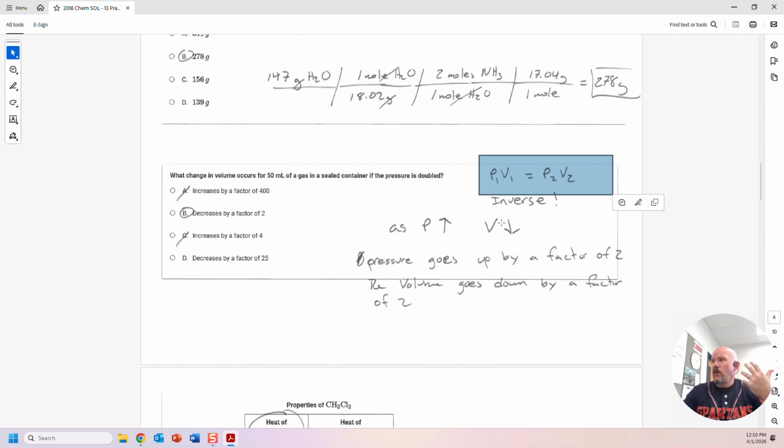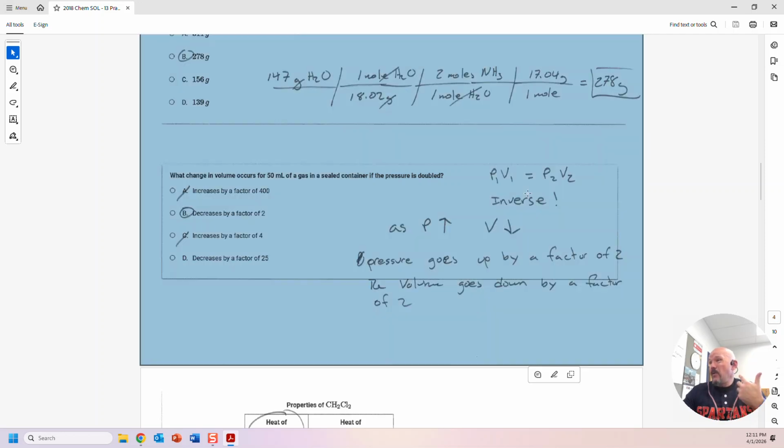So as pressure goes up, volume should go down. So the pressure was doubled. So what's going to happen to the volume? The pressure increased, the volume should decrease. So again, eliminate the increases, right? We know that if pressure goes up, volume needs to go down, right? That's an inverse relationship. But what is it going to go down by, right? So we have decreases by a factor of 2, and we have decreases by a factor of 25, right? Well, if pressure goes up by a factor of 2, volume will go down by a factor of 2. So the pressure was doubled, that's an increase by a factor of 2. So the volume would decrease by a factor of 2.